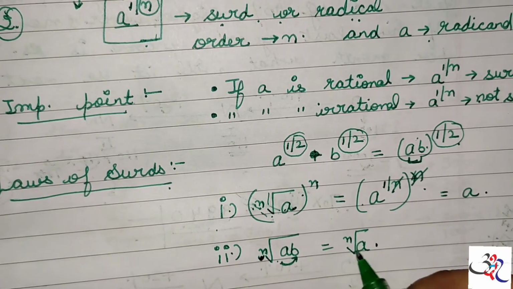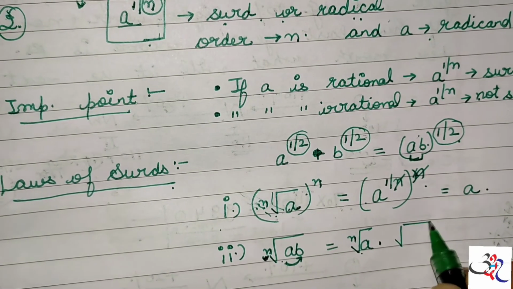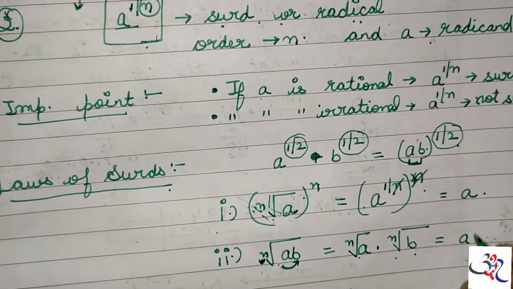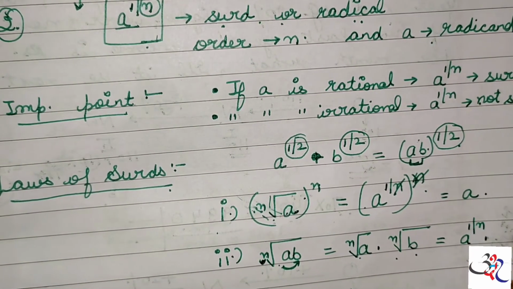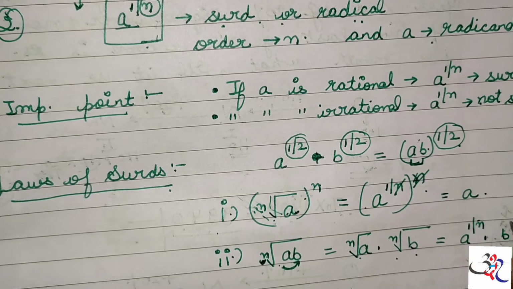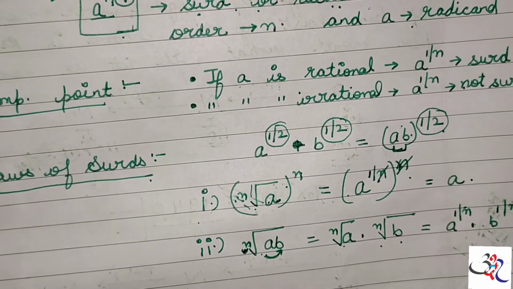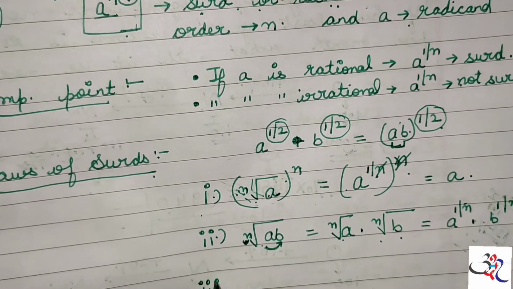So I can write it down in the form of the surds like this, individually a and this b, or I can say that a raised to the power 1 by n, and b's order is also 1 by n. Okay, and then coming to the third law.